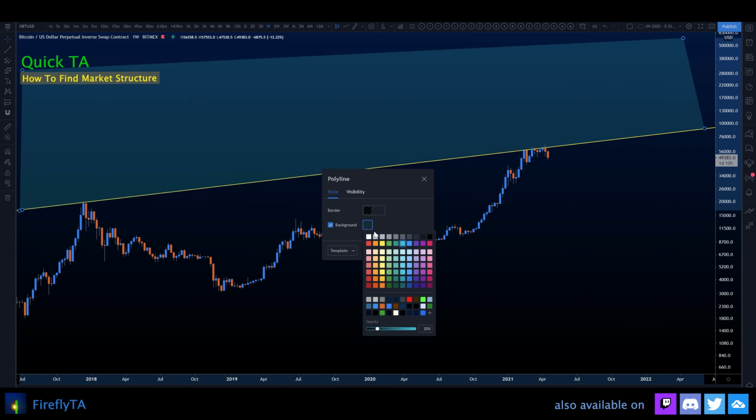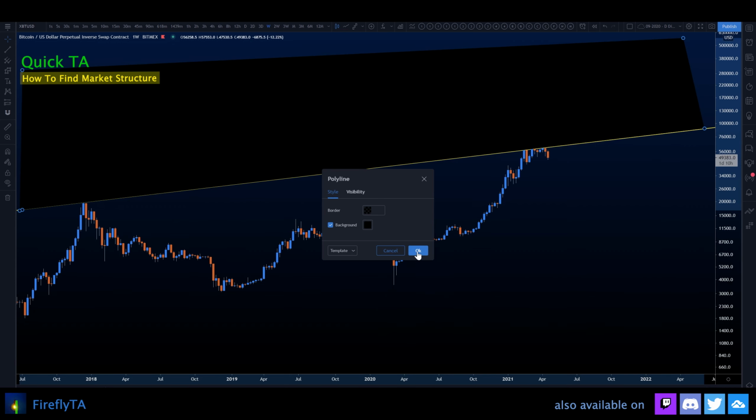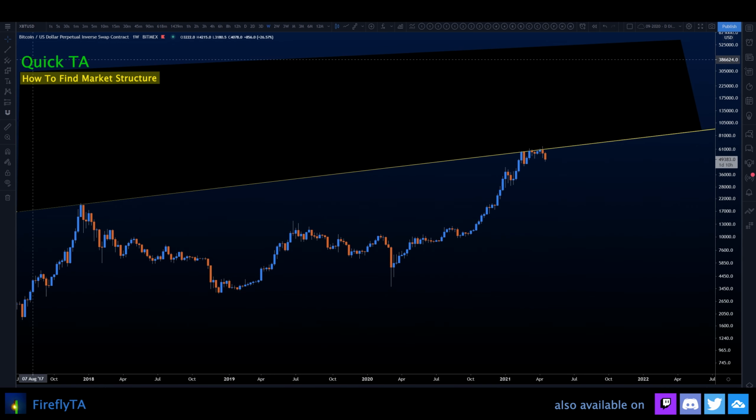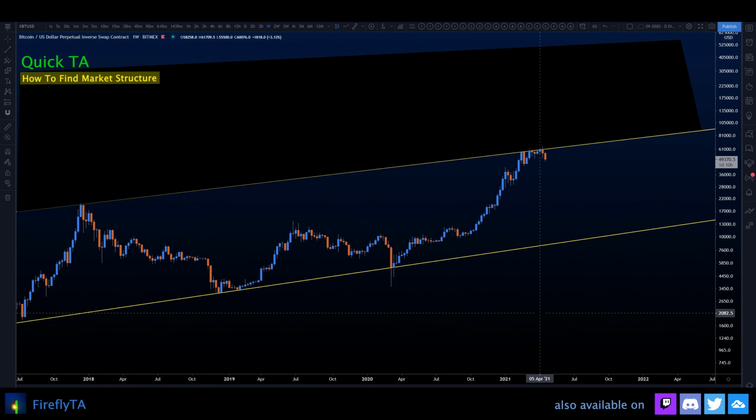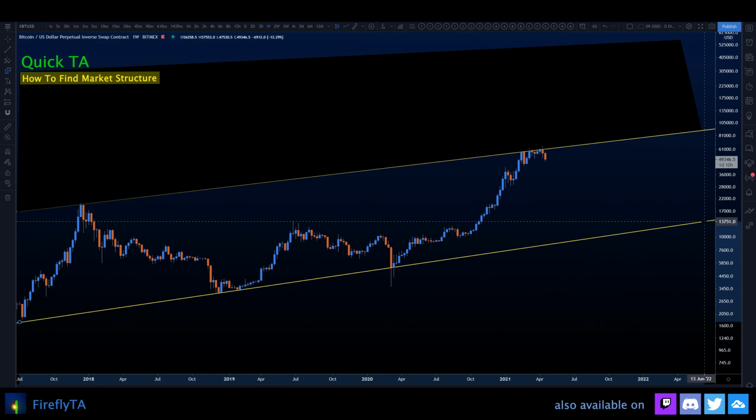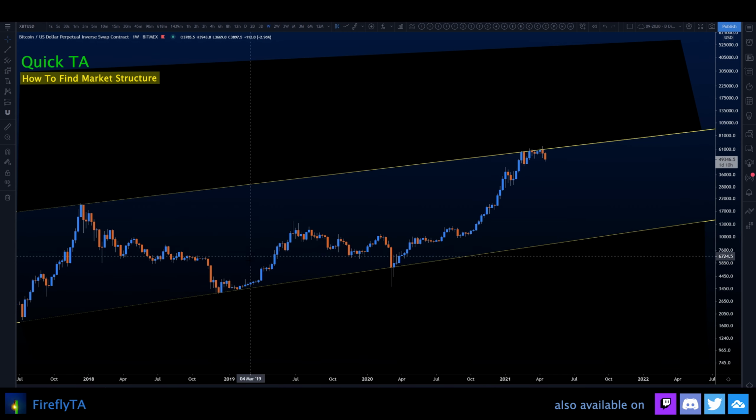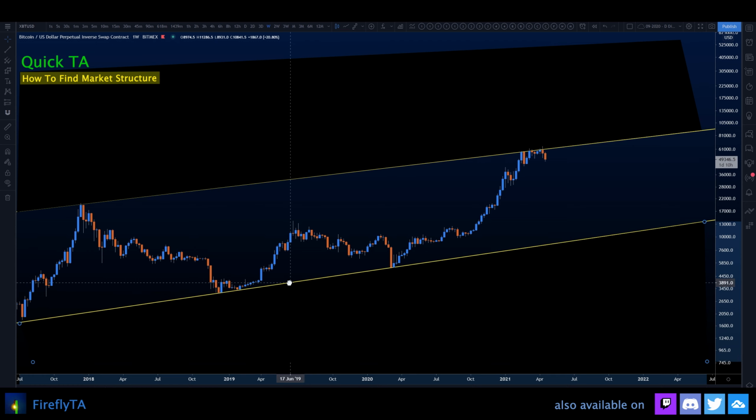So I'm going to blacken this out like this. Now I'm going to draw another trend line. This one, for example. If you already know how to draw trend lines properly, good. If not, there's a quick TA session on that as well. Okay, let's keep it like that.